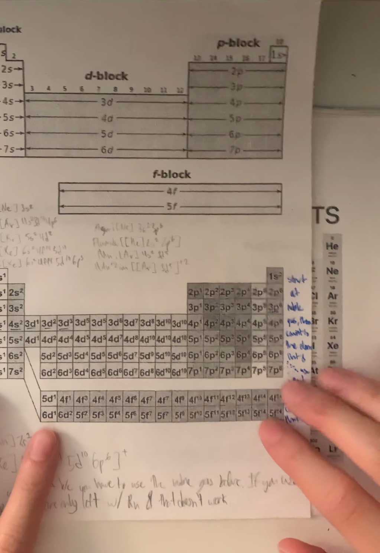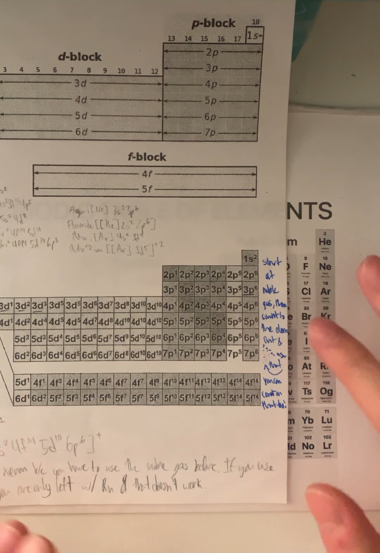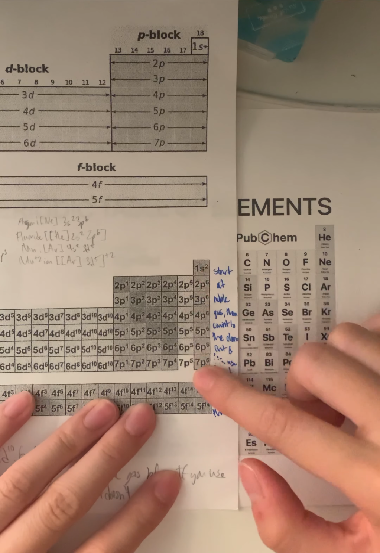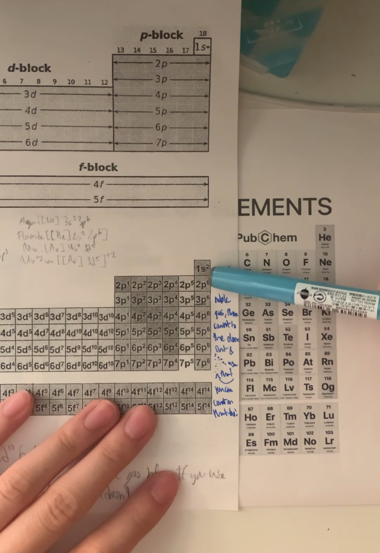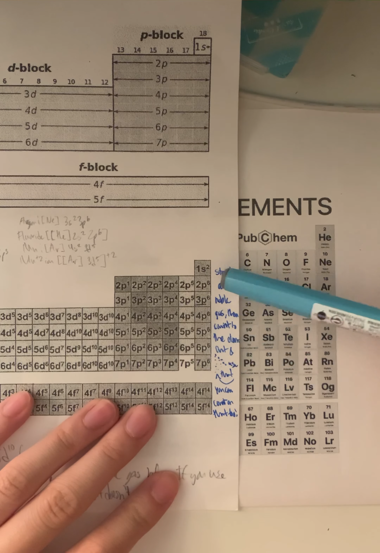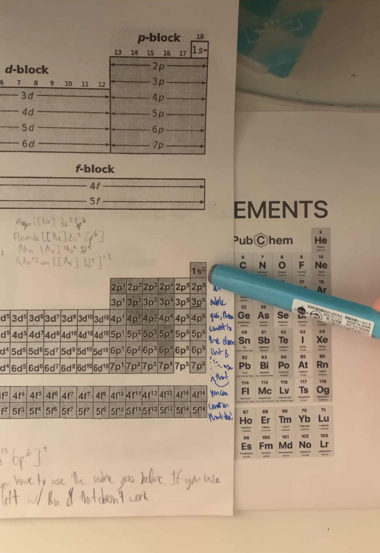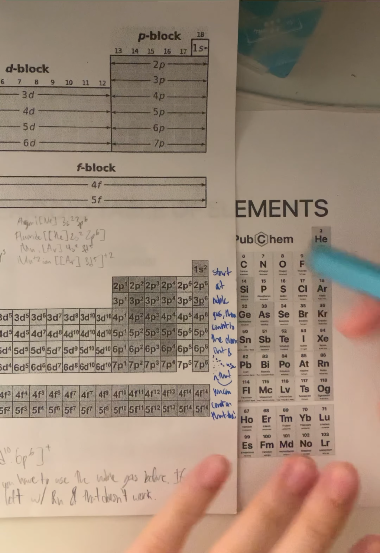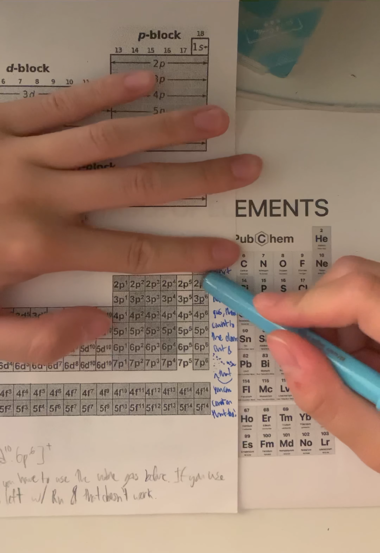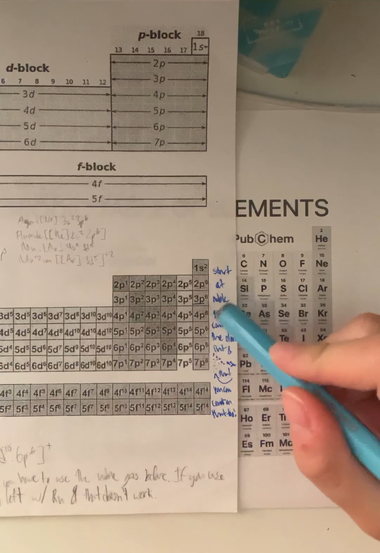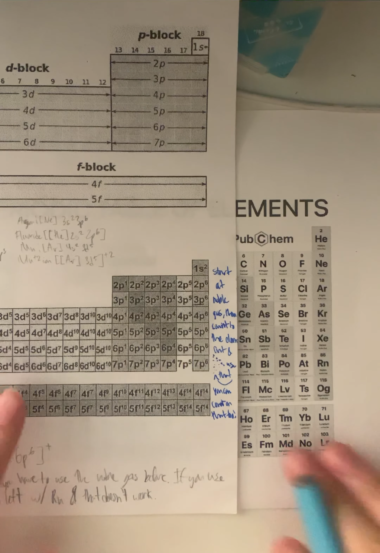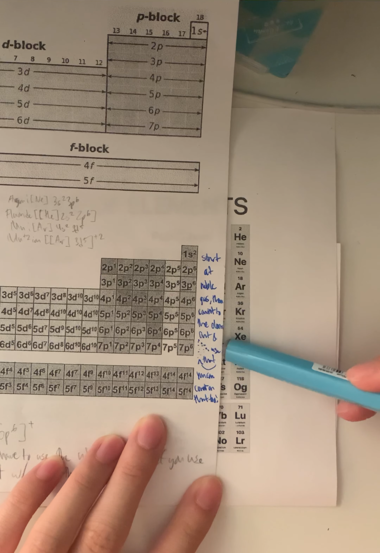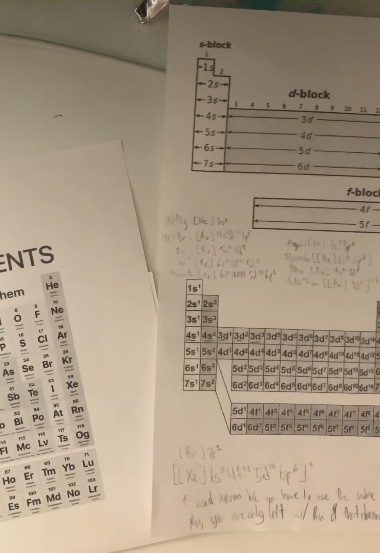I feel like this paper is one of the most helpful for explaining noble gas configurations because here you can see the entire noble gas row. They all end in p6 with the exception of helium. So with the exception of helium, all of them end in p6: 2p6, 3p6, 4p6, etc. And it matches up with the periodic table that I have here, so we will use that very shortly.